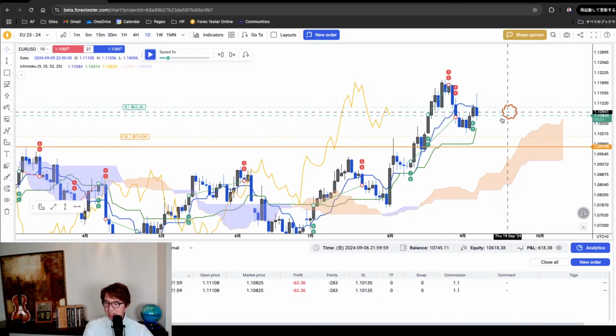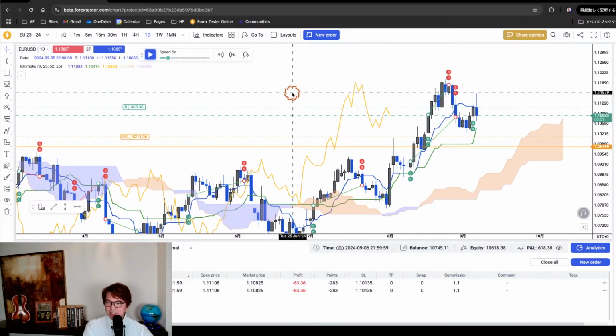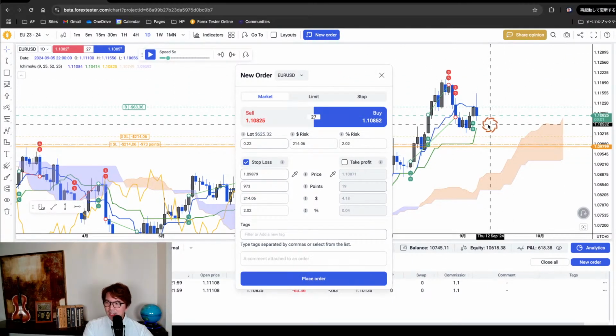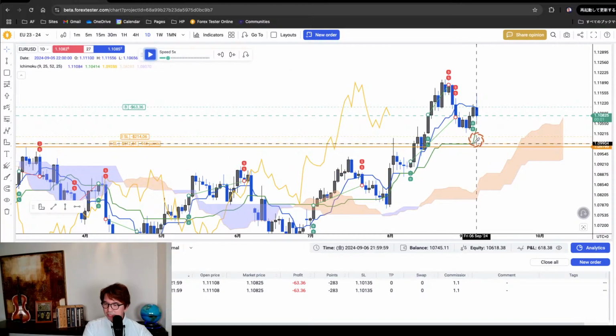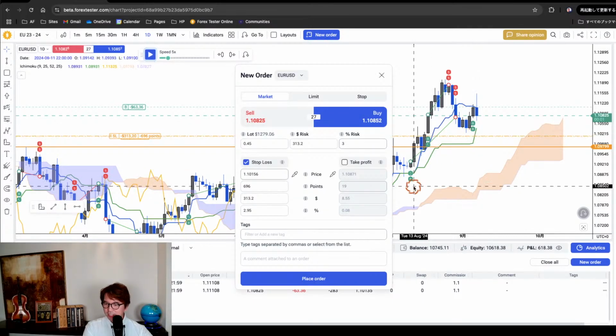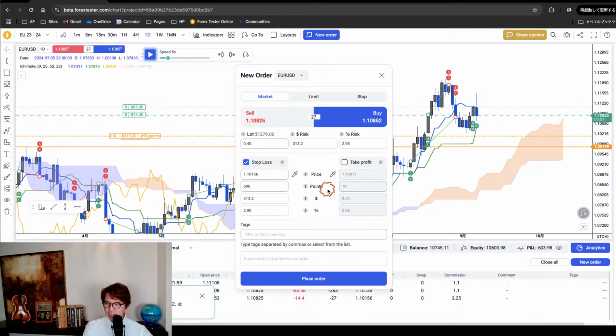So now, since I have more angled Kijun-sen and more angled Kumo, Senkou span A, let me add more positions, new order. And this time, I can risk more because it's bullish now. So I risk, let's say, 3%, and put a stop loss below the pushback, the same area, like this way. Place order and new order again, like this way.